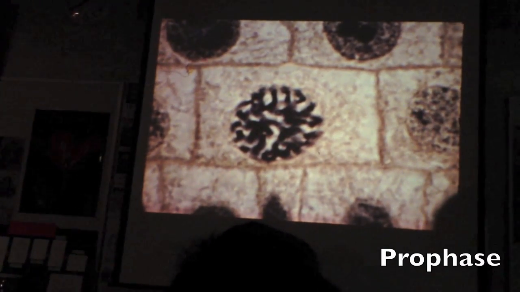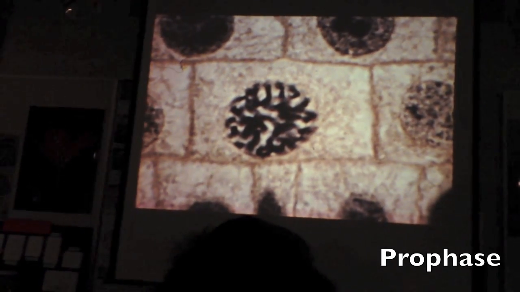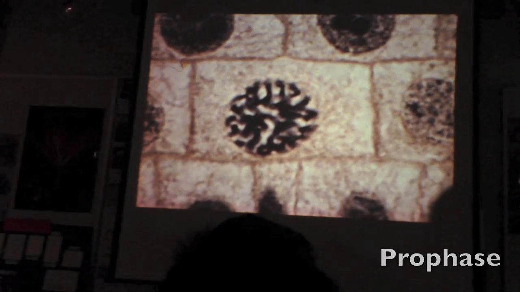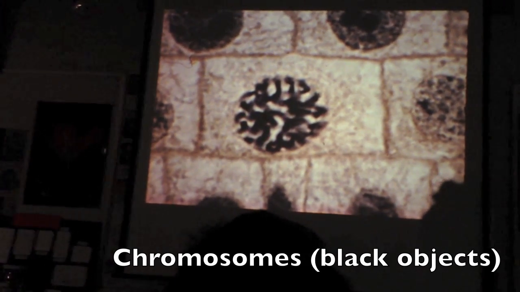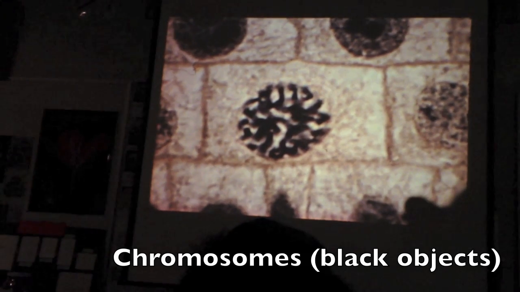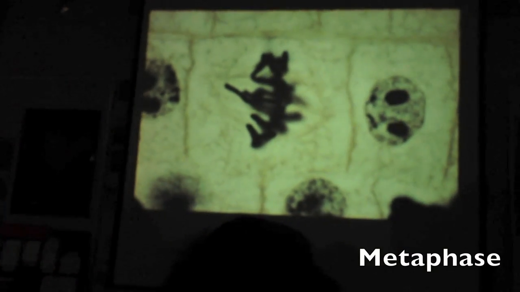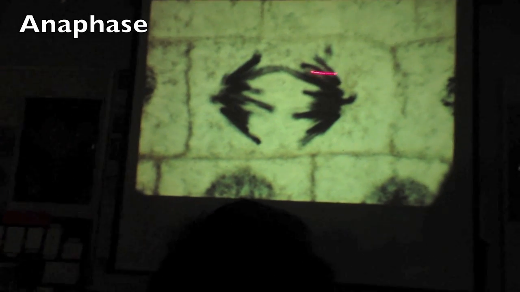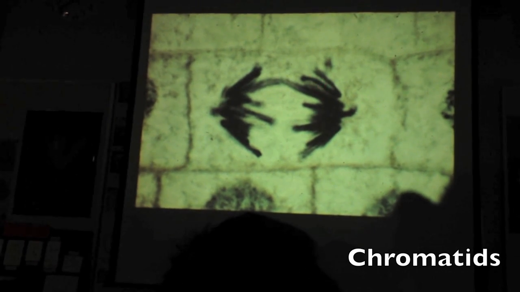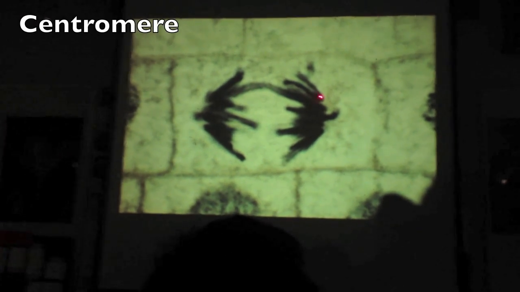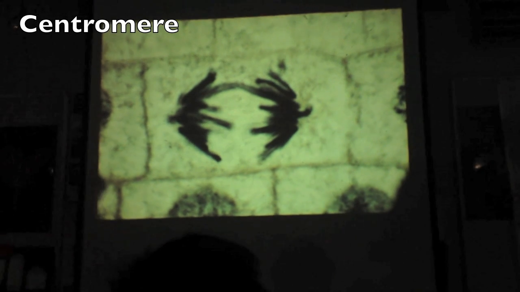What phase? Prophase. I think I put these in order. I don't know if I really did that or not. So that's prophase. And what are these black things called now? Chromosomes. What phase? Metaphase. What's this textured area in the cytoplasm? Spindle. And what's this part of the chromosome called? Chromatid. And the part right here? Centromere or kinetochore.